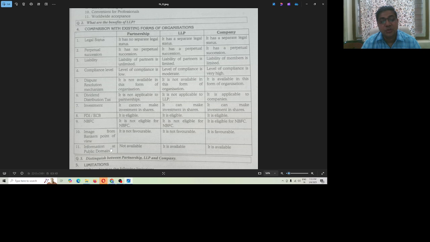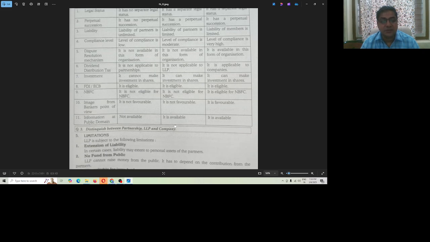Information in the public domain is not available for the partnership form, but LLPs and companies disclose their books of records and their financial statements. Therefore, information is available in the public domain also. So these are the main differences, and therefore LLP, partnership firm and company each have their own separate status.